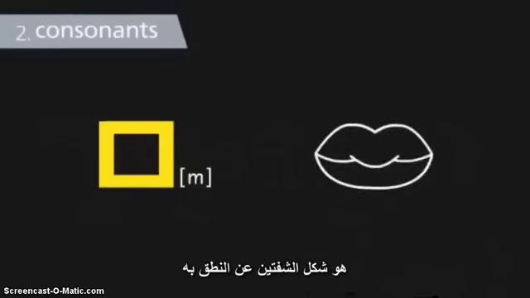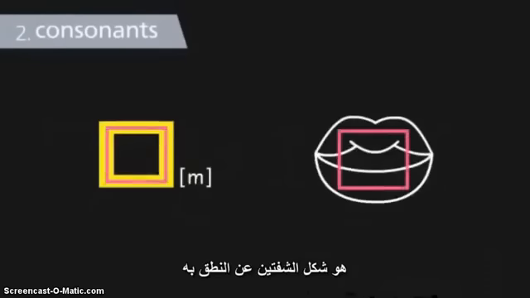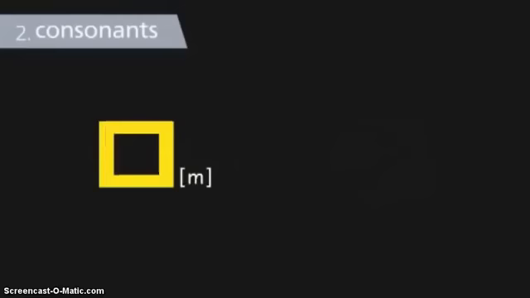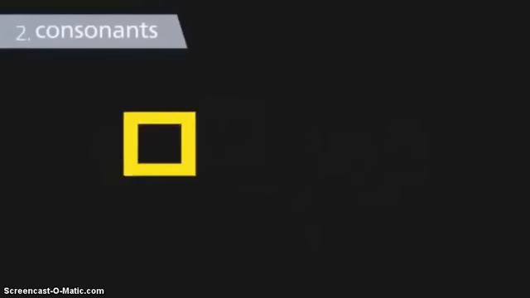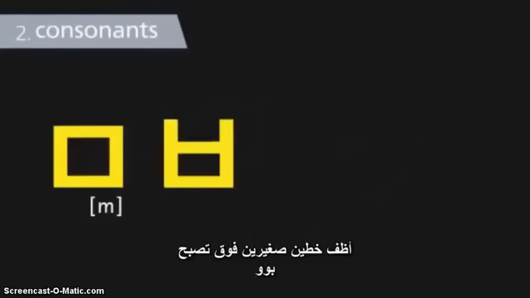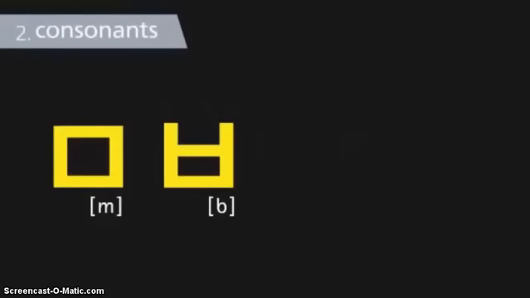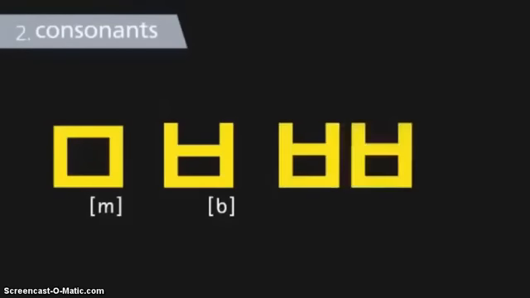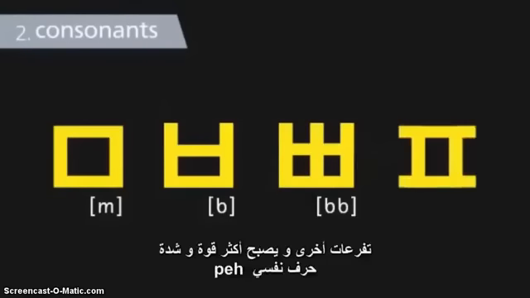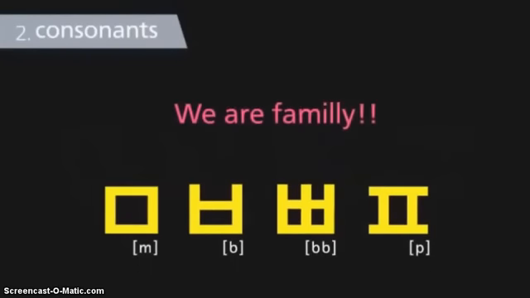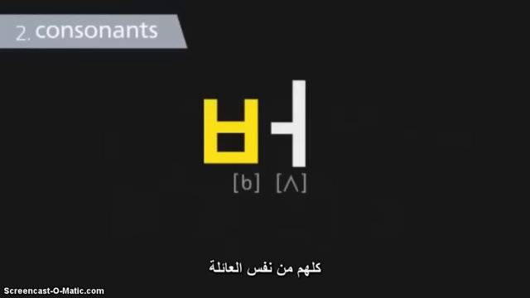M pictures a shape when you open your lips. For example, ma, mum. And with 2 additional strokes, it becomes b, which sounds stronger. When it gets doubled, it goes bb, another fortis. P makes a much stronger and breathy sound than m and b. They're all family.